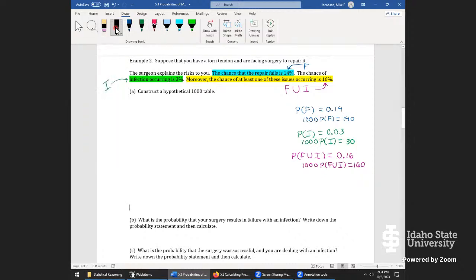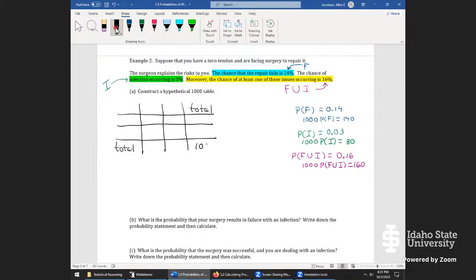Next thing we need to do is build the table. So let's start with the 3 horizontal rows, 1, 2, 3. We've got a good start. 3 vertical rows, 1, 2, 3. We might as well just put total here, and 1,000 right here. Now, essentially every hypothetical 1,000 table always starts off just like this.